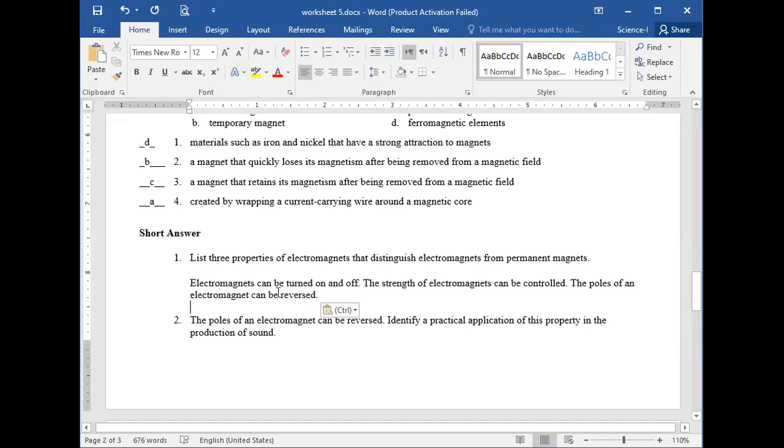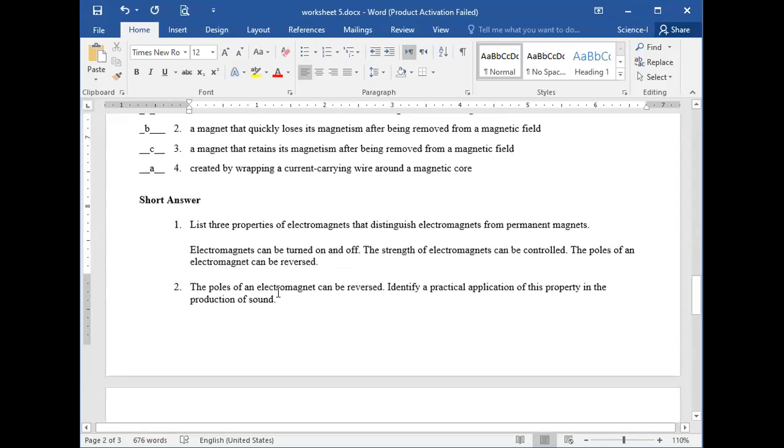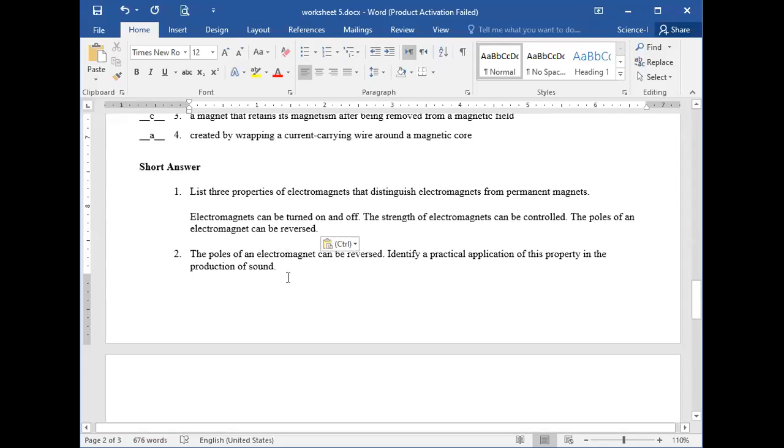Any hard question here, guys? Is it clear for everyone? Yes. So then we pass to question number 2. The poles of an electromagnet can be reversed. Identify a practical application of this property in the production of sound.